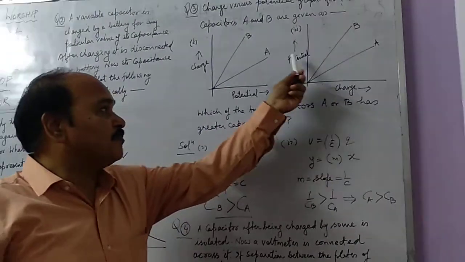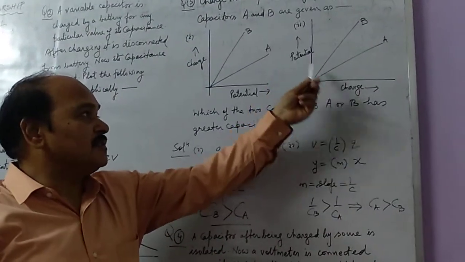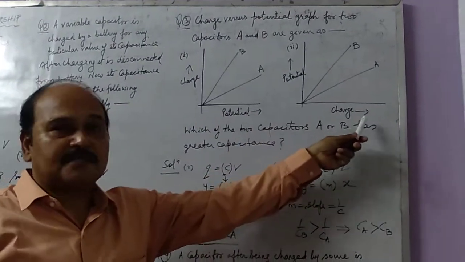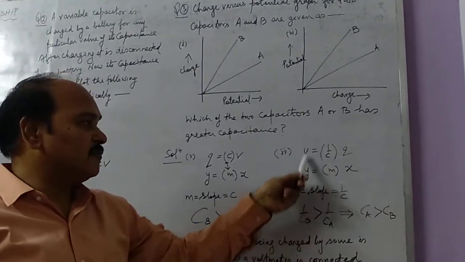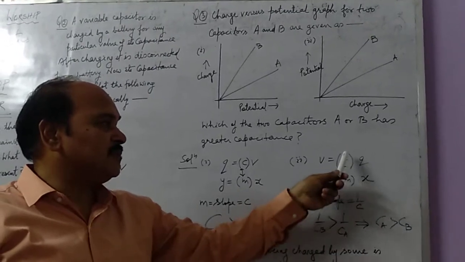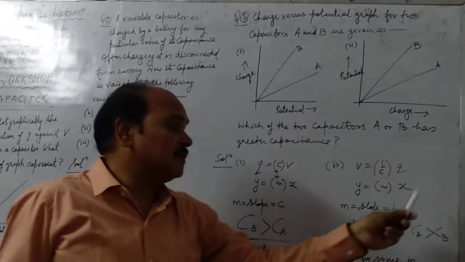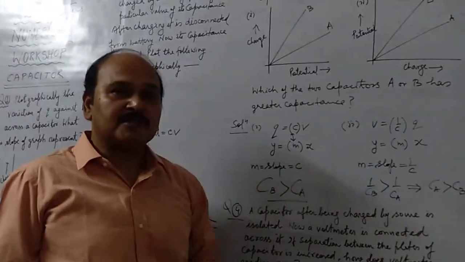Here it is the potential versus charge graph. The axes are interchanged. This is the potential versus charge graph, with potential over the y-axis and charge over the x-axis. So what is this? V is equal to 1 upon C times Q. V over the y-axis, Q over the x-axis. So what is this M? This M is nothing but 1 upon C. So the slope of this potential versus charge graph is not capacitance. It is the reciprocal of capacitance, 1 upon C.